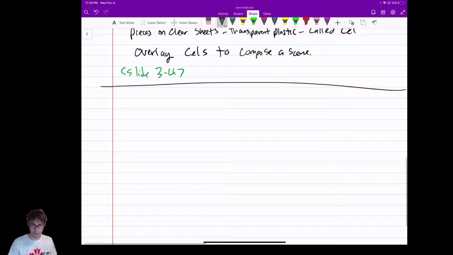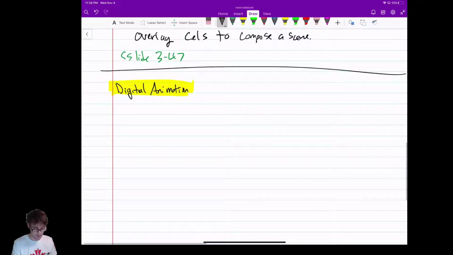Okay, so we've learned a little bit about animation in a traditional sense, but how does this all translate to digital animation? It turns out that, at least at the basic level, we leverage a lot of the same properties.